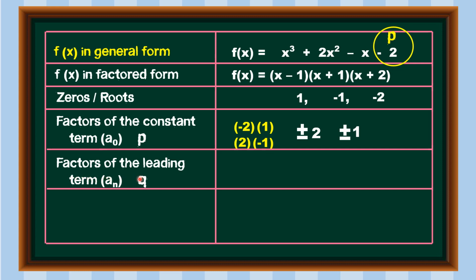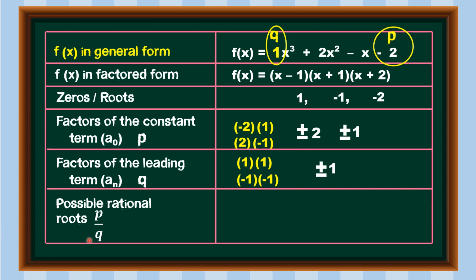Next, what are the factors of the leading term, which we represented as a sub n? Yung leading term naman natin, we will name it as our q. So, ayun ang q. Remember na yung x cube may invisible 1 sa unahan niya. So, ano daw yung number na kapag minultiply natin, 1 ang sagot? Diba? Wala namang iba kundi either 1 times 1 para maging positive 1 or negative 1 times negative 1 para maging positive 1. Tama? Therefore, the factors of the leading term a sub n or yung q natin is just positive and negative 1.